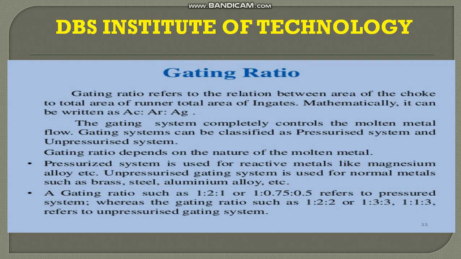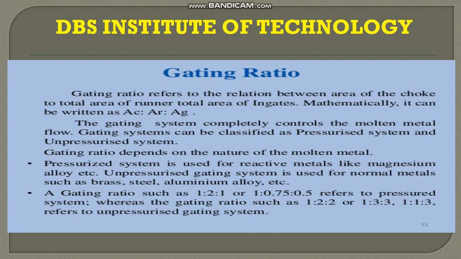Gating ratio. The gating ratio refers to the relation between the area of the choke to the total area of runner, total area of gates. Mathematically, it can be written as AC : AR : AG. AC is for choke, AR is for runner, AG is for in-gates. The gating system completely controls the molten metal flow.